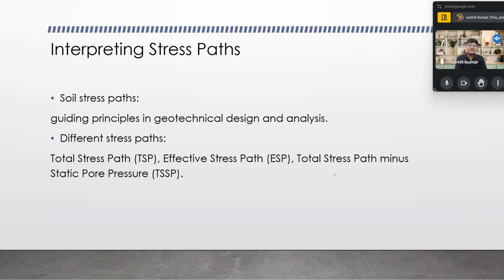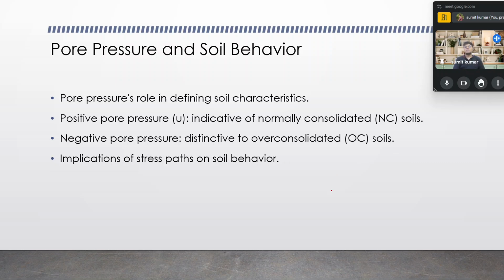Stress path is a guiding principle in the geotechnical engineering analysis. We talk about the total stress path, effective stress path, and the total stress minus the static pore water pressure. So, the pore pressure's role is defining in soil characteristics. The pore pressure could be positive or negative.